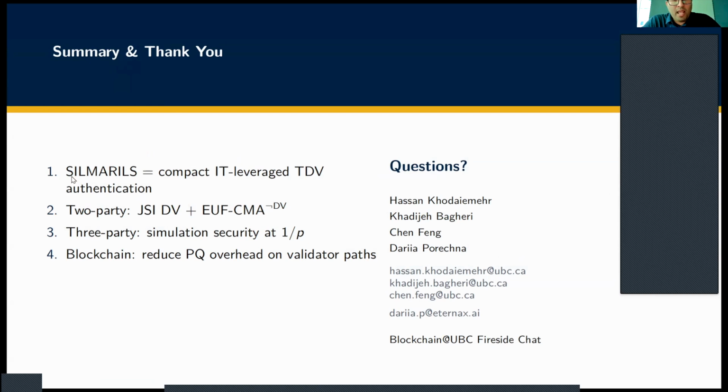So here is the summary of this talk. SILMARILS is a compact, information-theoretic leverage TDV authentication. Its two-party version is the designated verifier signature, with the notion of EUF-CMA except for the designated verifier. The three-party version gives us simulation security with epsilon 1 over p, and its application in blockchain is reducing PQ overhead on validator paths. So that's everything that we covered.